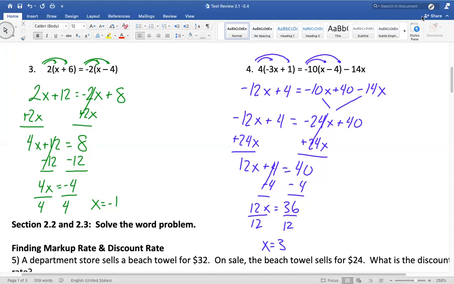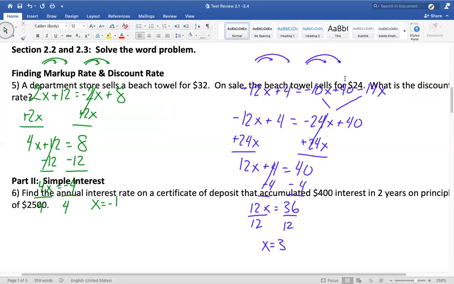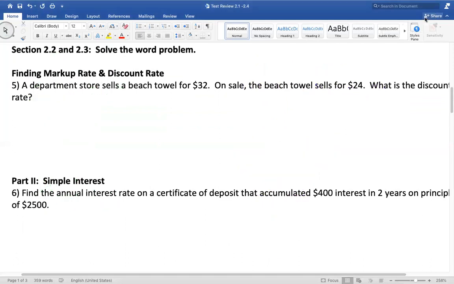Now we're going to move into section 2.2 and 2.3 of the review. Okay, these are all of our word problems, markup things across everything. So in this one, it says the department store sells a beach towel for 32. On sale, the beach towel sells for 24. What is the discount rate?